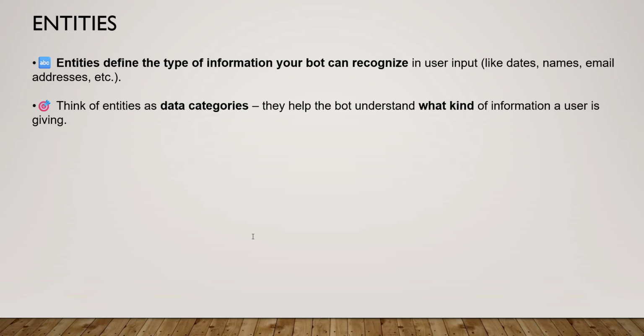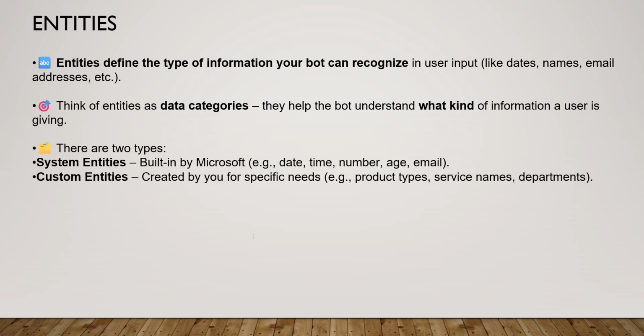Next. Think of entities as data categories. This is what I said. They help the bot understand what kind of information the user is giving. That is categorizing information. For example, if I'm asking what is your name and age in one question, then I'll say my name is David and my age is 46. So the bot will extract these two pieces of information by using these entities.